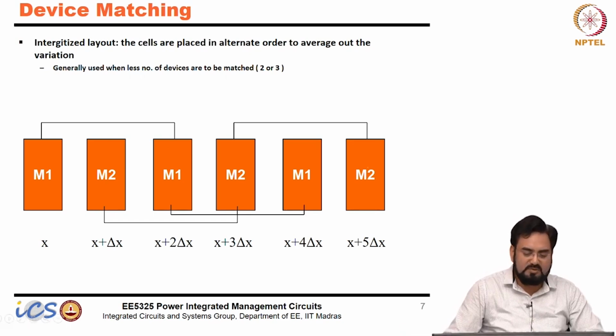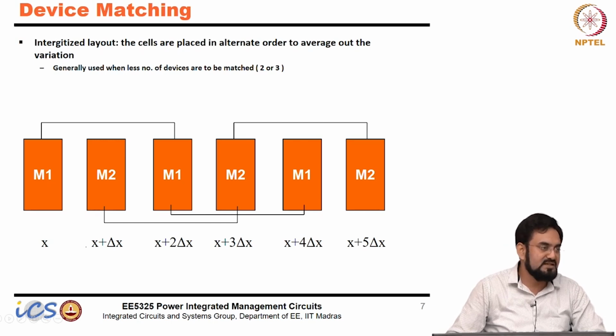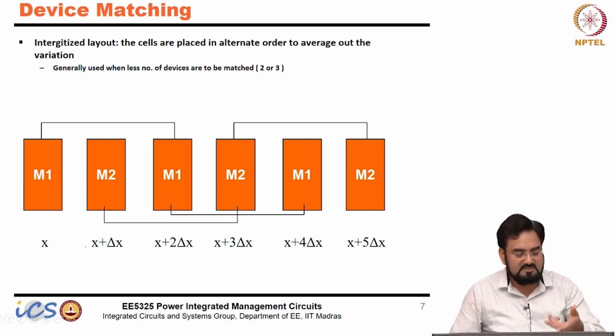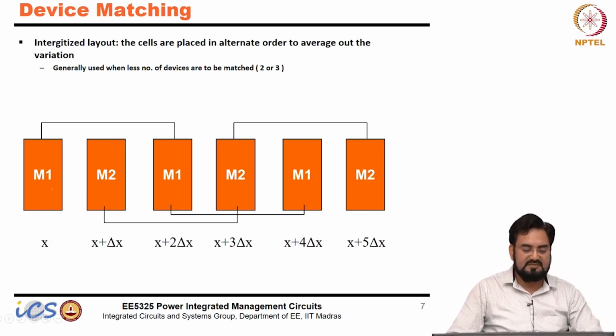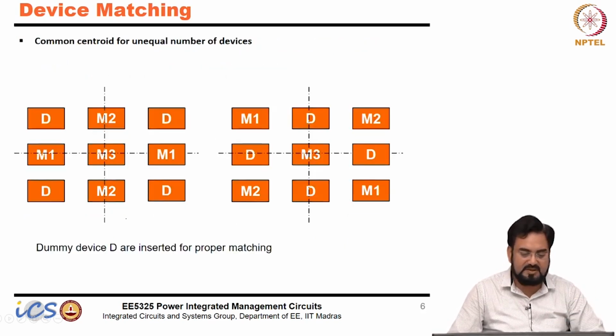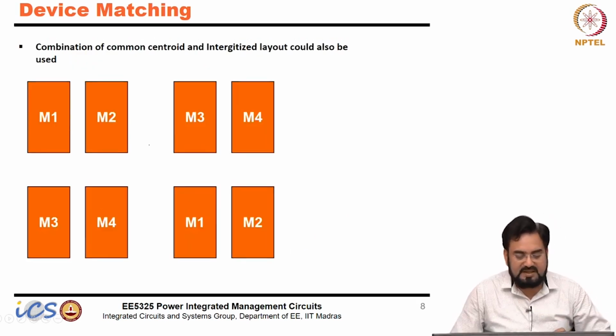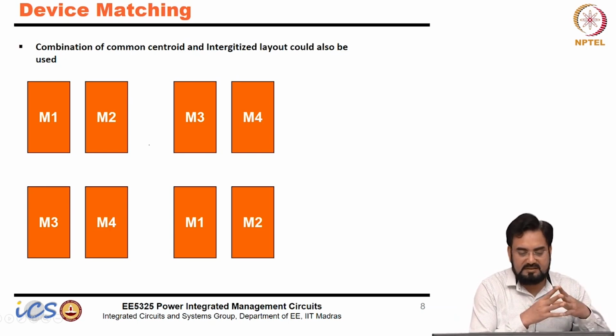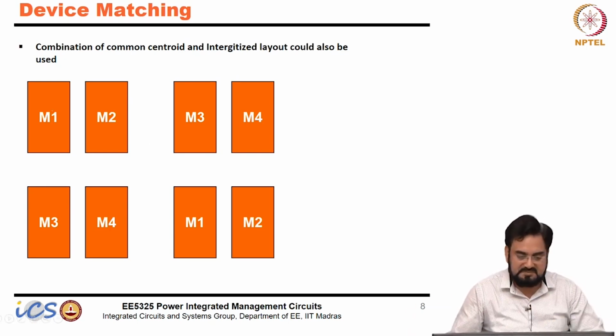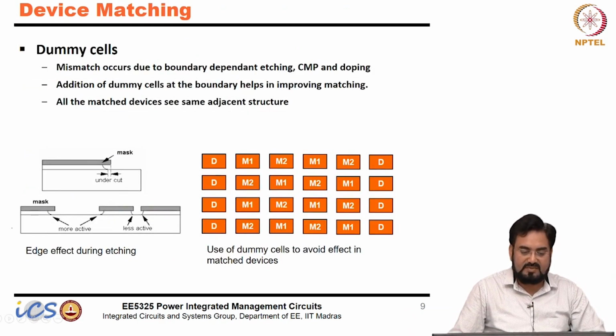Mostly this is used in resistors, not in transistors. In transistors we mostly use common centroid, but if you have, let's say, too many resistors, then it may be a problem to put them in common centroid, and you can use interdigitized. On average they will get cancelled out. You can also combine the two, making it both common centroid and interdigitized. That is also possible.